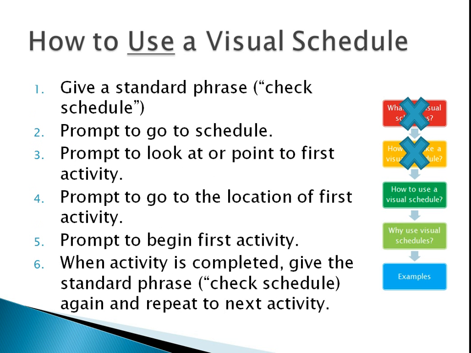So now, how do you use a visual schedule? You would want to start by giving a standard phrase. So you would start with check schedule. That would then prompt the student to go to the visual schedule. You then would prompt the student to look at, or you could point to the very first activity. Then you would prompt the student to go to the location of that first activity, followed by prompting the student to begin the first activity.